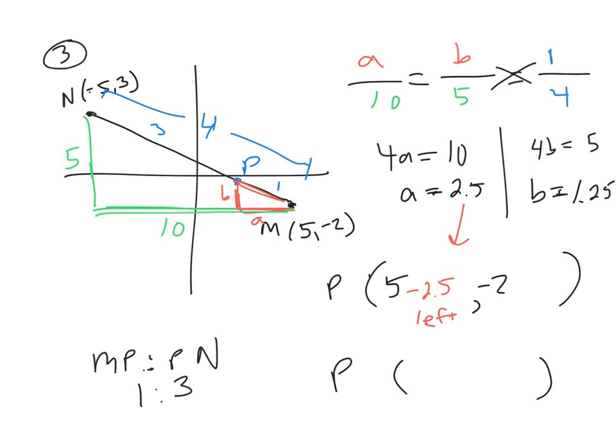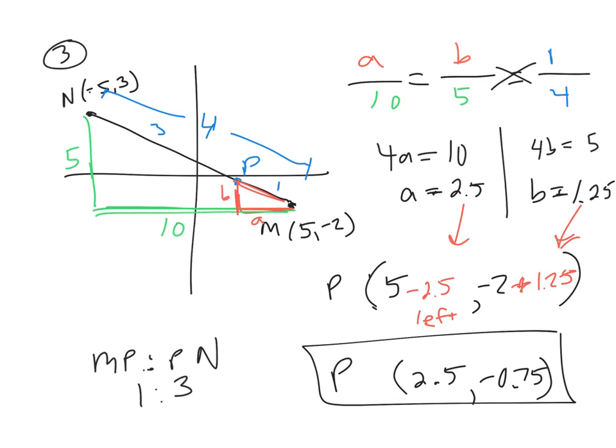And then my B was my movement in the Y direction. I went up from M. So up or down are my choices. Up would be positive, down would be negative. So I'm going to add 1.25. That's going to give me a final answer of 5 minus 2.5 is 2.5. Don't be mistaken there. That's not coming right from A. That's coming from the math I just did. And -2 plus 1.25 is -0.75. Okay, that's my final answer. Hopefully that helps. Number 1 was very similar to that if you got stuck on number 1.